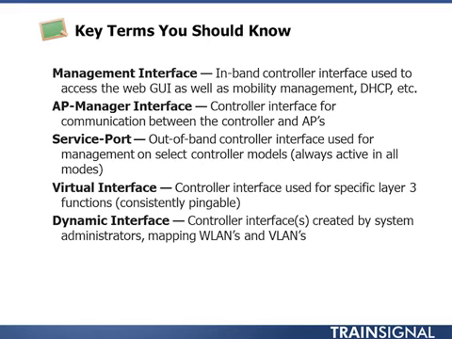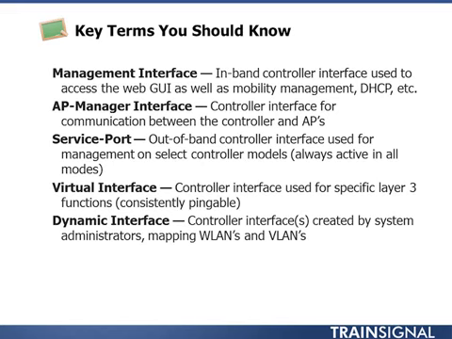Now the AP Manager interface, this is the one that controls communications between my wireless LAN controller and the access points. The service port, this is for your out-of-band controller interface, and what it's really used for is when you're first bringing up the wireless LAN controller. Again, if you're connecting to the service port through a switch, set that switch interface up as an access port, whereas your management interface and your AP management, those need to be through a trunk port on the switch.